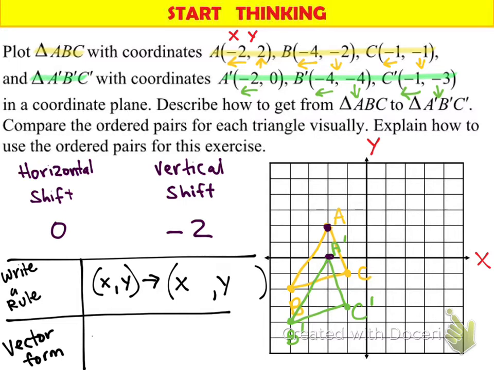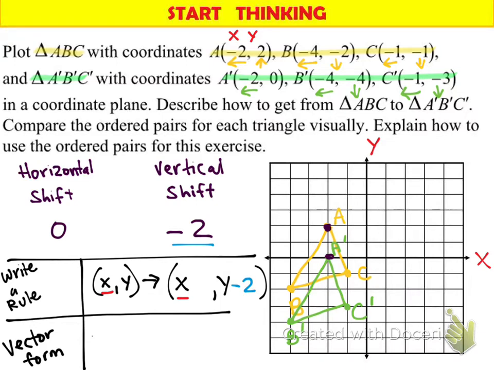Literally nothing. So I don't put anything. I don't put plus 0. I don't put minus 0. I just put x. X stayed x, right? I didn't do anything with that. But with my y, what happened to my y's? I subtracted 2. I went down 2.